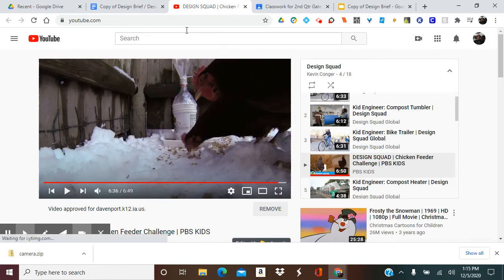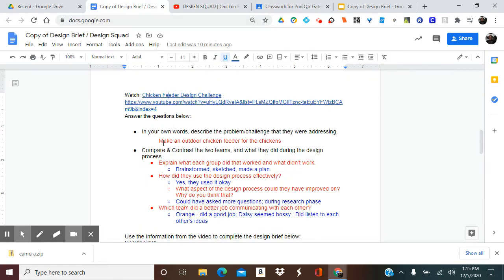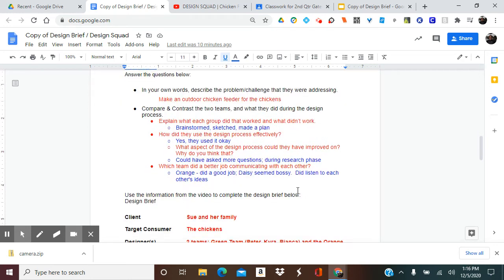So that is another design challenge that they had. Their problem was they had to create an outdoor chicken feeder for the chickens. I want to say that it had to have some type of regulator in there, but they didn't say specifically, or we missed it, perhaps. So what did we do?